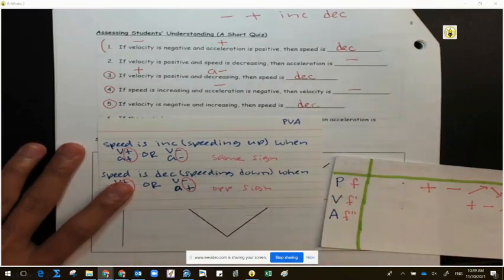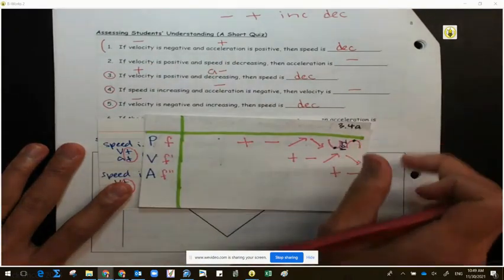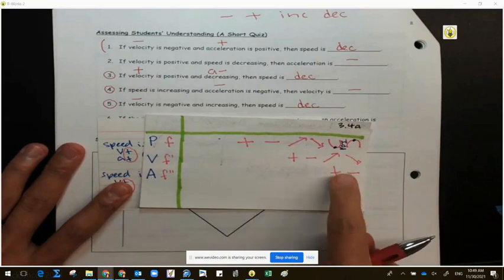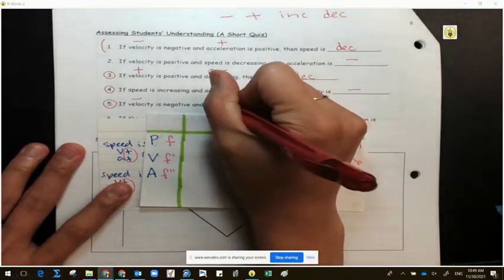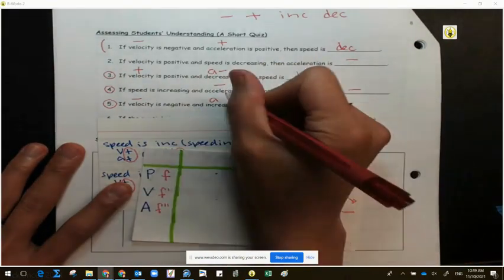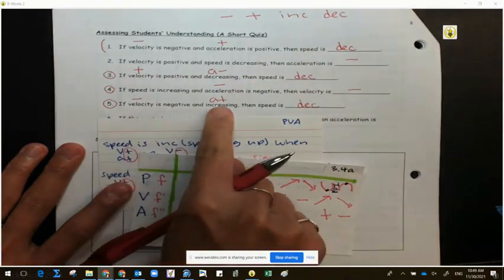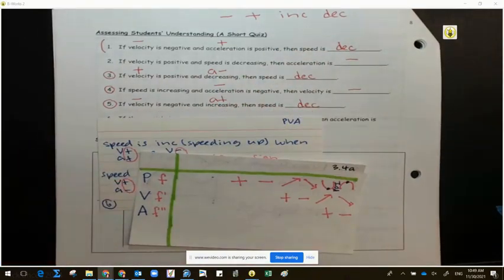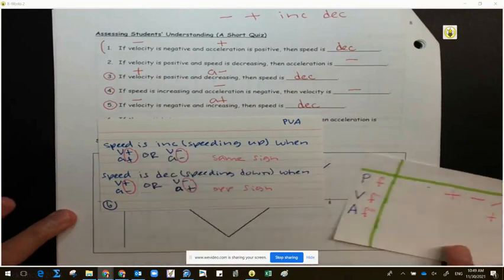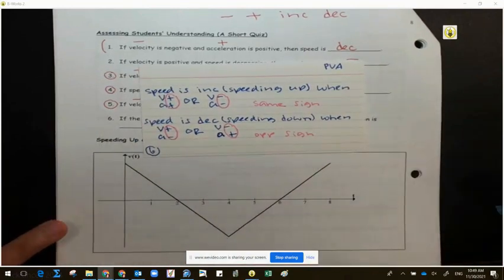On number 5, the velocity is negative and the velocity is also increasing. When it's increasing, what do I know about the acceleration? It is positive. And they have different signs, so the speed must be decreasing. So again, this card is going to wrap up everything from page 5, 6, 7.